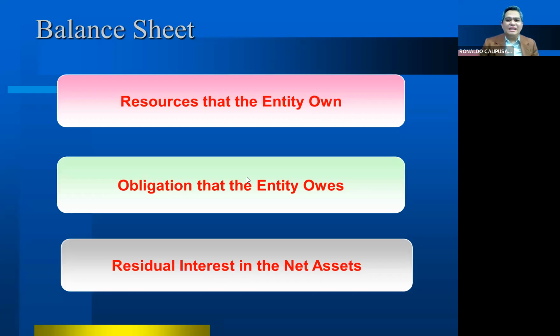Okay, so first we discuss what you can find in the balance sheet. It's actually the accounting equation. You remember the accounting equation, our topic for week number 2: the assets, the liabilities, and the owner's equity. This is precisely the components that you can find in the balance sheet. When you say resources that the entity owns, these are the assets, meaning these are controlled by the company and have future benefits.